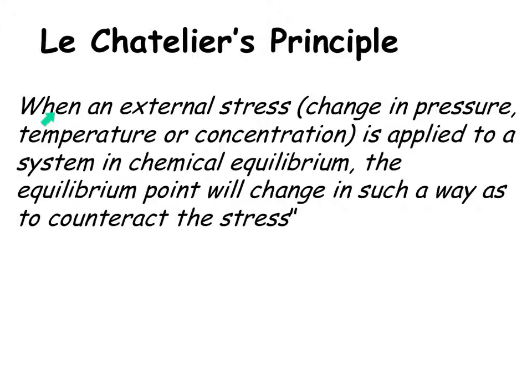and then he said the following: when an external stress, for example, a change in pressure, change in temperature, or change in concentration, is applied to a system in chemical equilibrium, so it already needs to be balanced, then I make a change, the equilibrium point will change. In other words, the state of equilibrium will change in such a way as to counteract or work against that stress. And we'll talk about that a little bit more in the next video.